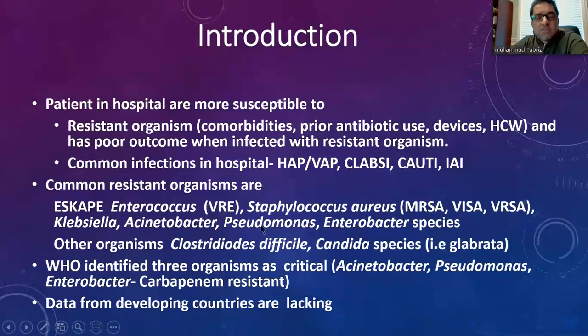The ESCAPE organisms include gram-positive and gram-negative organisms. Obviously, we're going to focus on the gram-negative organisms. The K stands for Klebsiella, and then Acinetobacter, Pseudomonas, and Enterobacter species. In fact, the World Health Organization identified and designated Acinetobacter, Pseudomonas, and Enterobacter, most of them carbapenem resistant, as critical organisms.